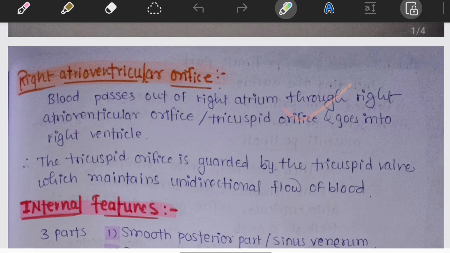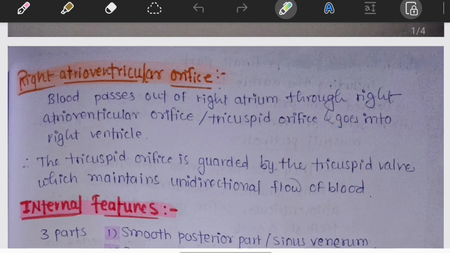Before studying the walls, let's look at the exit of the right atrium. This opening is called the right atrioventricular orifice. It's also called the tricuspid orifice. It connects the right atrium to the right ventricle. Blood flows through this opening into the right ventricle, but here's the important question: why doesn't the blood flow backwards? Because this opening is guarded by the tricuspid valve. This valve allows one-way flow of blood, and the clinical point is that damage to the tricuspid valve causes tricuspid regurgitation, allowing blood to leak back into the right atrium.